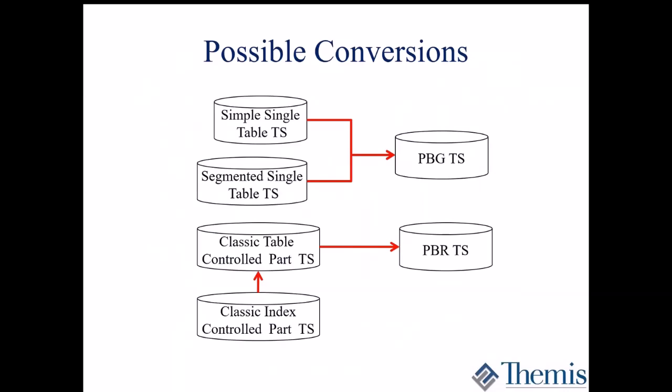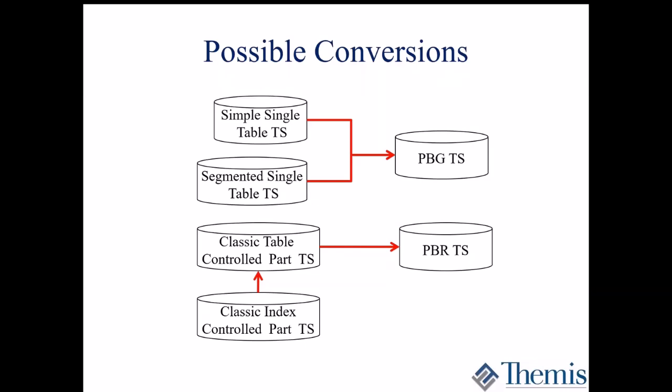Okay. When you're converting tablespace types from one type to another, these are the paths. I said them verbally a moment ago. You can go from simple or segmented to universal partition by growth. It's a deferred change. A reorg will accomplish it. If you're going from classic partitioning to universal partition by range, you can only actually go there from table-controlled partitioning. Okay, so this change here from classic table-controlled to universal is a deferred change or pending change.